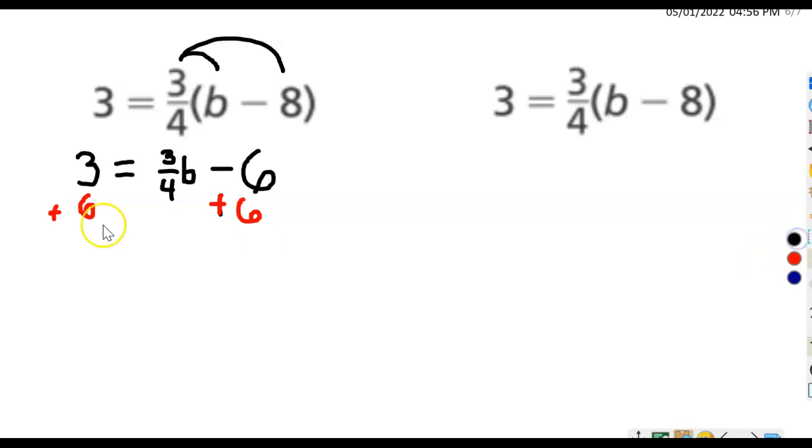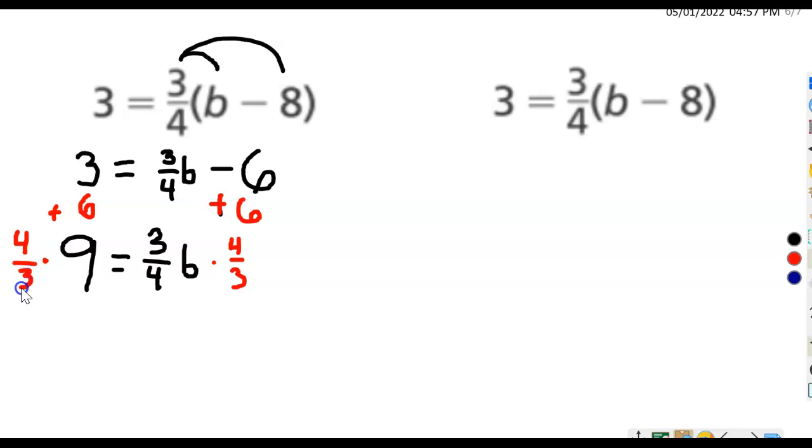So let's go ahead and write what we have so far. On the left side, that's a 9, and on the right side, 3/4 b. Now let's undo our multiplying by 3/4. We're going to multiply by the reciprocal of 3/4. That will make 1 be our answer here, and then we'll do the same over here. Multiply by 4/3. Remember, that's 9 over 1. And what we get when we multiply 4/3 times 9 is 12. So our answer is 12.